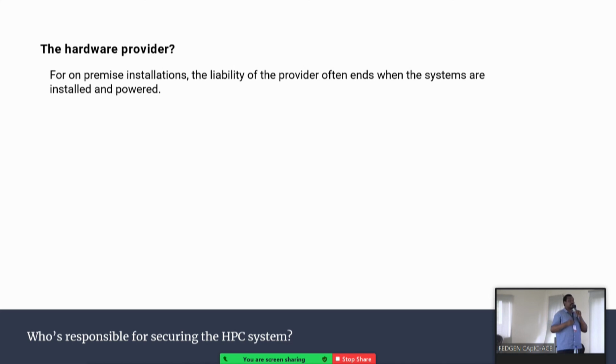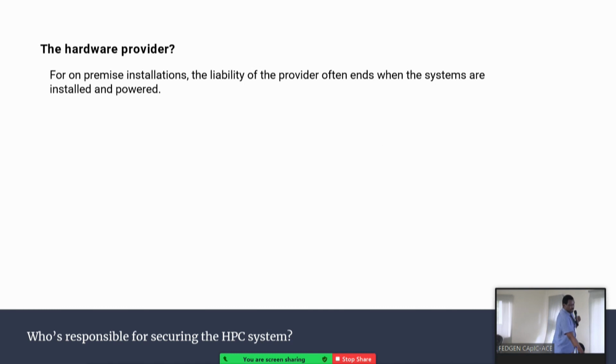But you're also responsible for other things as well, like installing anti-malware, antivirus, and things. You're also responsible for ensuring that nobody puts an infected USB into your system. So you have a lot of work to do. That's the case with hardware providers. Once they install your racks, that's where their liability ends. That's where their responsibility ends.